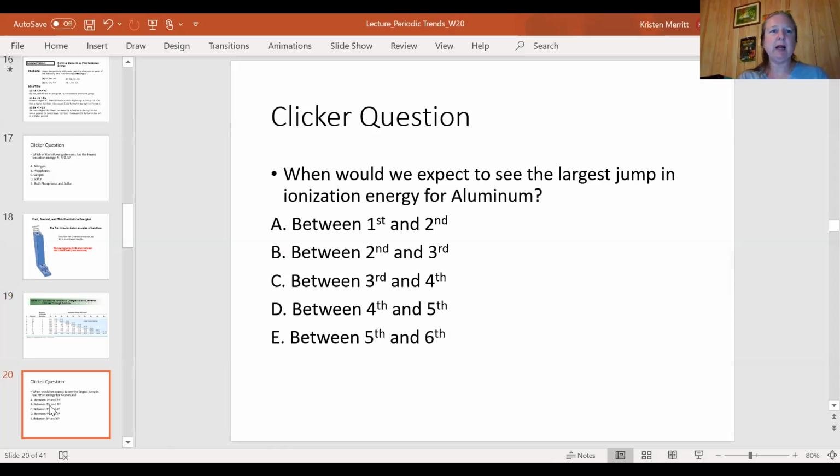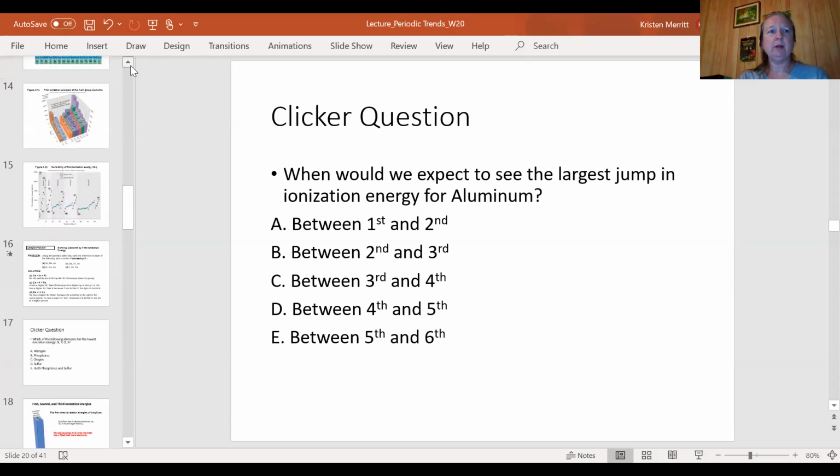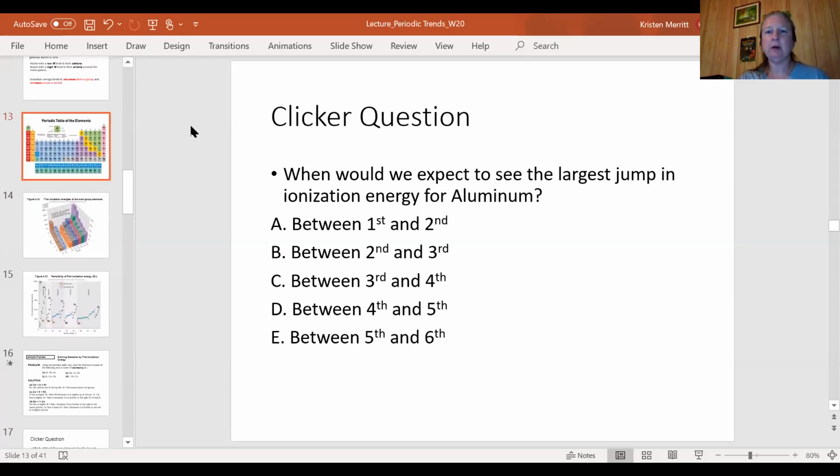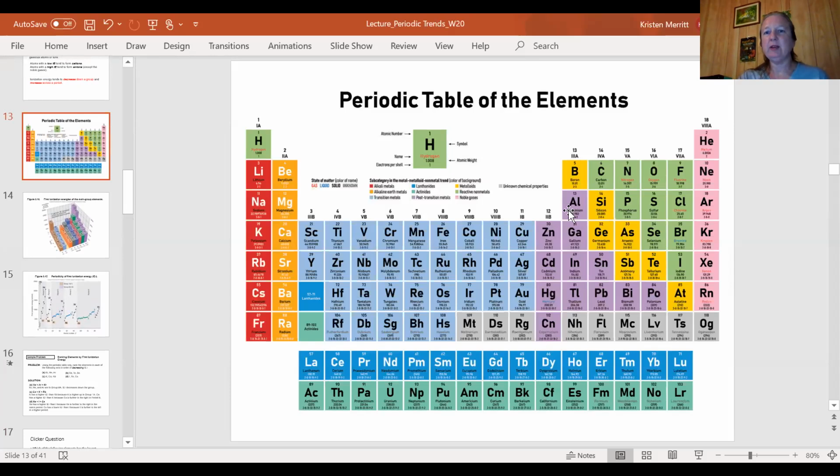So the largest jump in ionization energy for aluminum, well, we know that aluminum exists as a 3+ ion, right? So this is easy to remove because it gives you a filled shell. But the fact that we know it exists as a 3+ ion, once you remove these two, you're at a neon configuration. That's the one that's going to be hard to remove, the fourth electron.